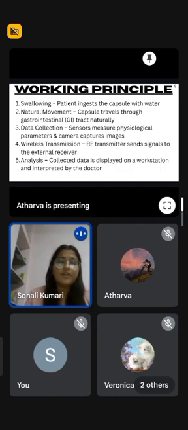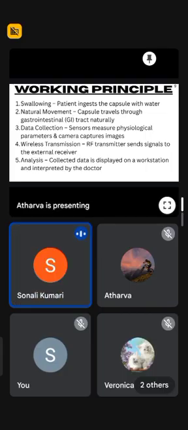Working principle of a radio pill. First step is swallowing. The patient ingests the capsule with water. Then it naturally moves through the gastrointestinal tract, and data is collected through the sensors, which measure physiological parameters, and the camera captures images. Then it is displayed on the monitor and can be read by the doctor for analysis.